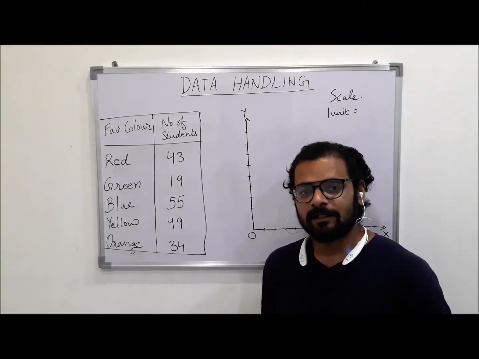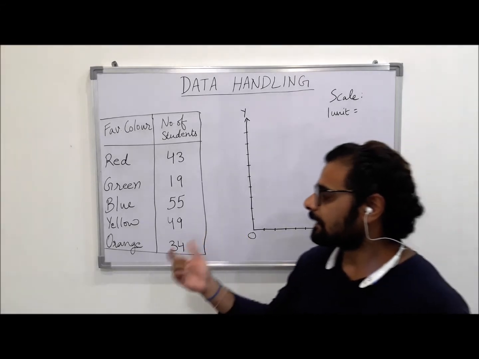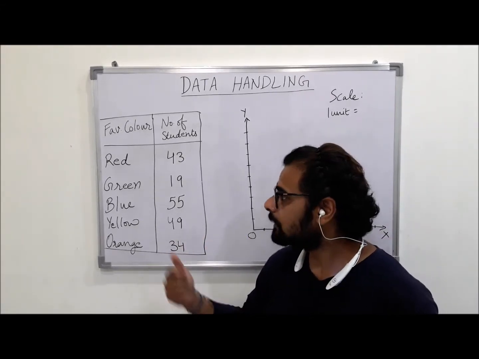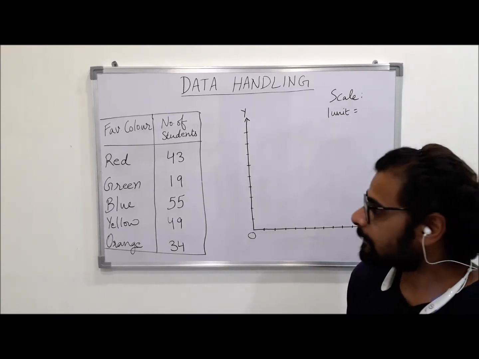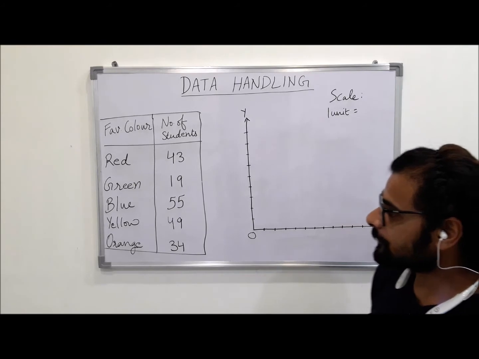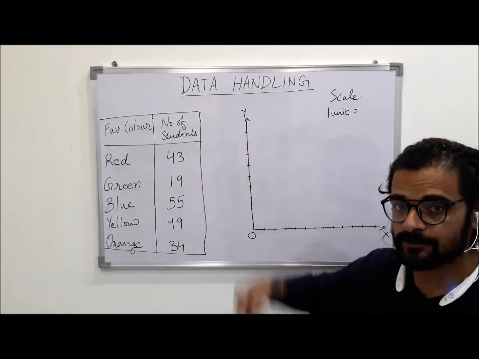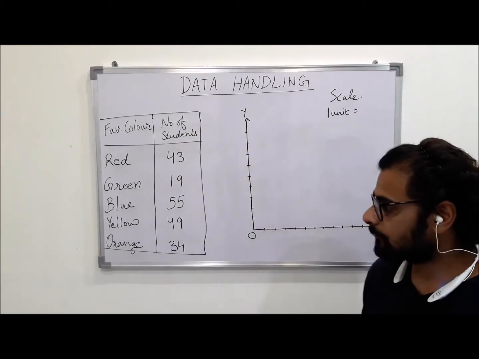Hello everyone, in this video you will learn how to draw a bar graph. I have taken an example here. This is example number 8 in your NCERT book. Favorite color of few students is given. Red color is liked by 43 students, green is liked by 19 students, blue is liked by 55 students and so on. We have to represent this data using a bar graph.